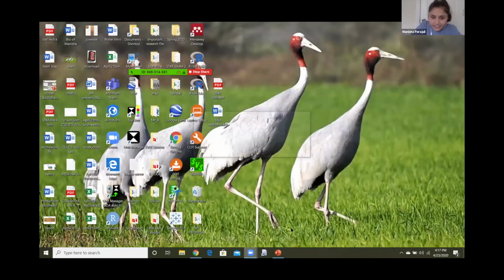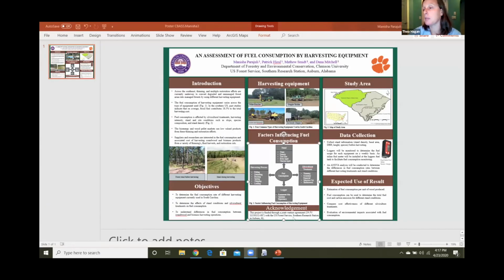Sorry, where is the chat box? So the very bottom of the Zoom window, not necessarily the one you're sharing. There's like a little chat bubble.